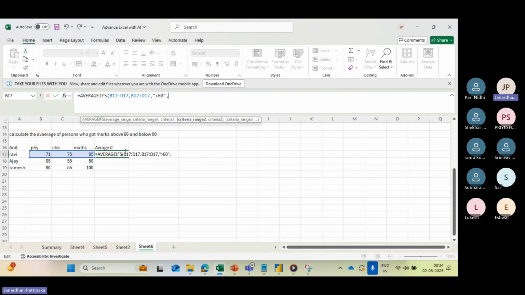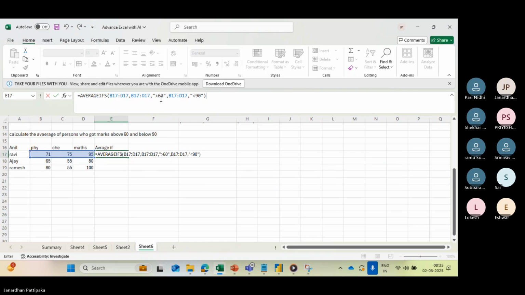What is the criteria range two? Average of the person greater than 60, you have mentioned that. And I have put another criteria. Select that criteria. Okay. After giving the criteria range two, you need to mention the comma. Now, what is another criteria? Below 90%. So as below 90, you are putting some value, right? Mention the double quotation and below 90 in the double quotation. Now try to close the bracket.